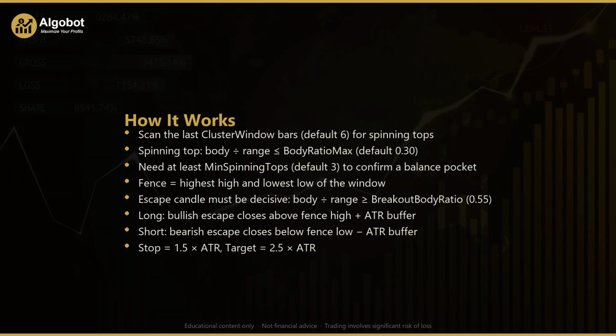Risk is handled with the average true range. Once a trade opens, the stop loss is placed at the ATR stop multiplier times ATR away from entry, and the take profit at the ATR target multiplier times ATR. With the defaults, that's 1.5 times ATR for the stop and 2.5 for the target, giving a reward to risk of roughly 1.67 to 1, and only one position runs at a time.